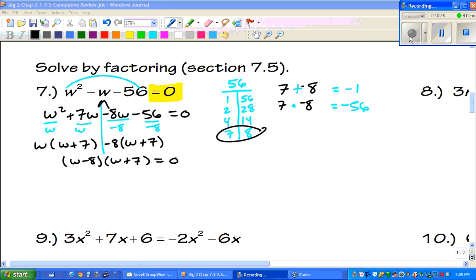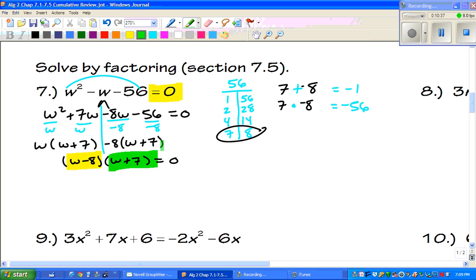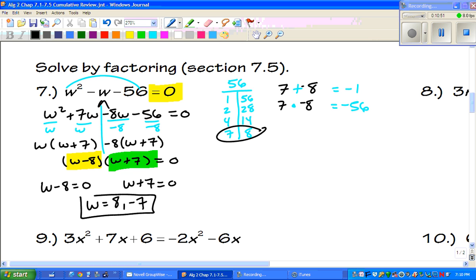Okay, so when you factor everything out, you should get w minus 8 and w plus 7 equals 0. Now, from this point right here, everything with a variable we set equal to 0. So w minus 8 equals 0, and w plus 7 equals 0. And you solve, and that's where you get w equals 8 and -7. Sound good? Good. All right.